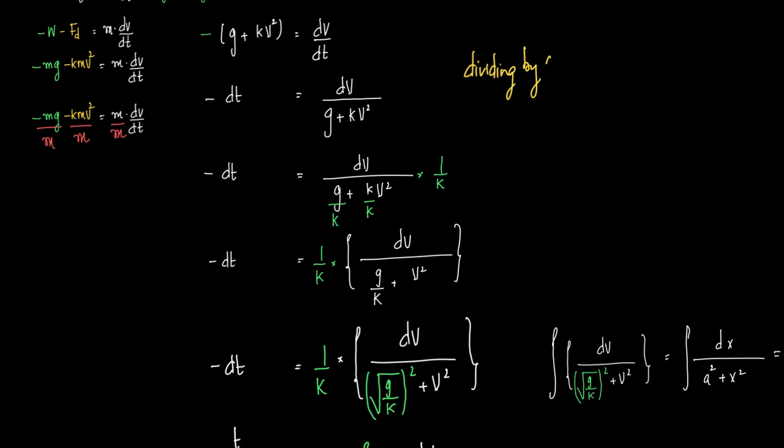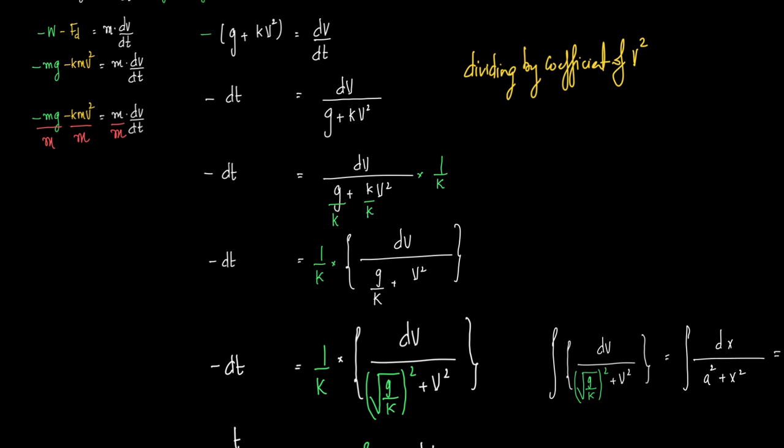Dividing by the coefficient of v square, which is k. So now I have g by k plus kv square by k. So k by k is 1, and now we have g by k. Now since I am dividing it by k, I'll also have to multiply it by k, right? So we have 1 by k over here.